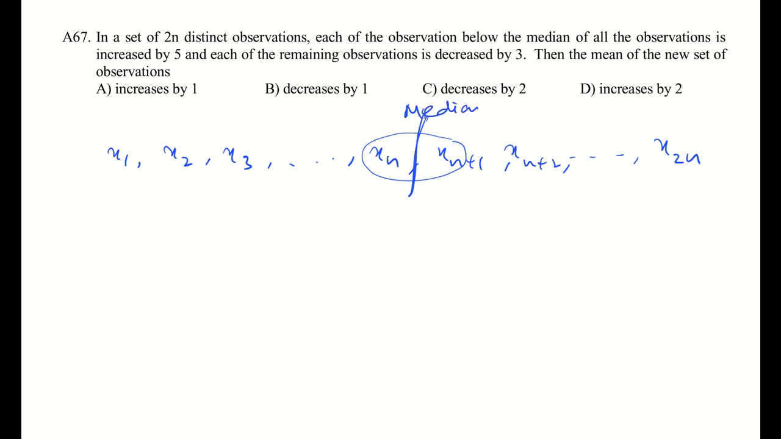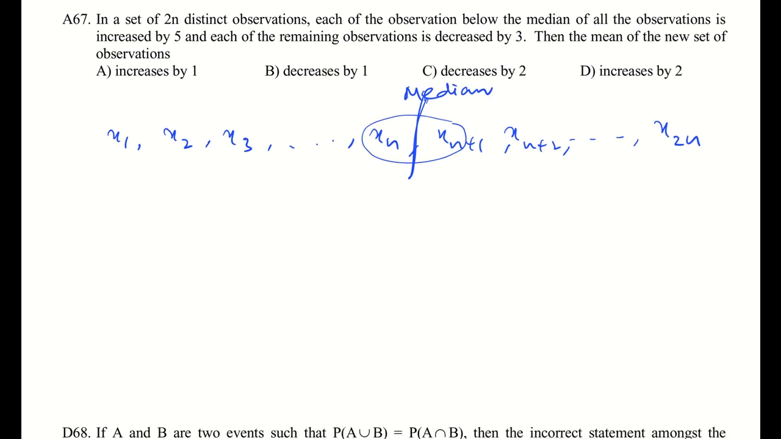So it is x1, x2, x3, and so on, xn, xn plus 1, xn plus 2, and so on, x2n I have. Now we know that the median is going to be the average of these two, and lies between them. So I have the median here. And he said each of the observations below the median are all increased by 5, so I have a plus 5 everywhere here, and the others are decreased by 3, so I have a minus 3 everywhere.